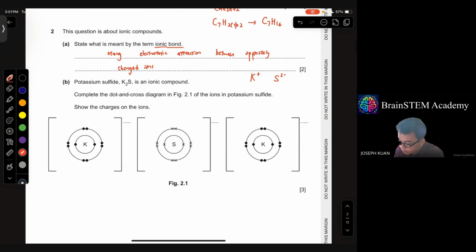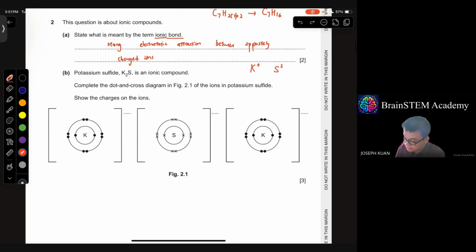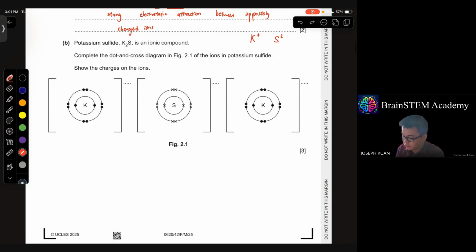Now, moving on, potassium sulfide K2S is an ionic compound. Complete the dot and cross diagram in figure 2.1 of the ions in potassium sulfide. Show the charges on the ions. Potassium, from the periodic table, has an atom electron arrangement of 2,8,1, given its position in group 1 and period 4. For the sulfur atom, it has an electron arrangement of 2,8,6, given its position at period 3 and group 6.